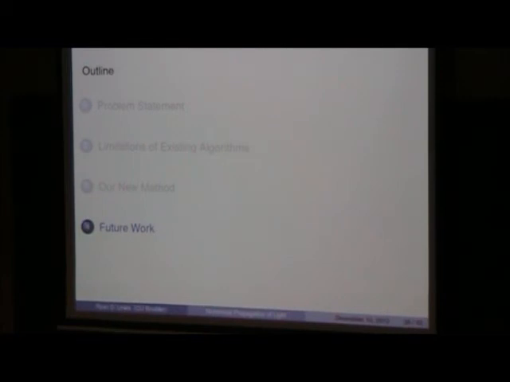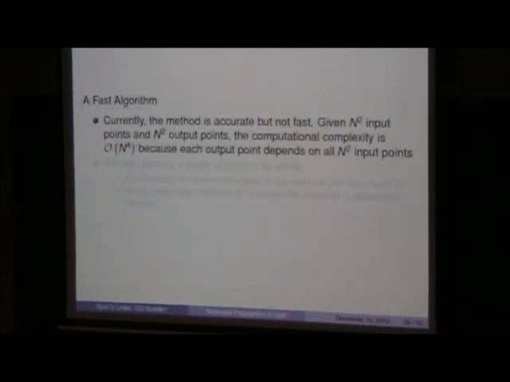So future work. Right now, we have a method that is accurate but not fast. If you're given n squared input points and you want to evaluate the field at n squared output points, you have to include the contribution at each output point from all n squared input points. So the computational complexity is n to the 4th.